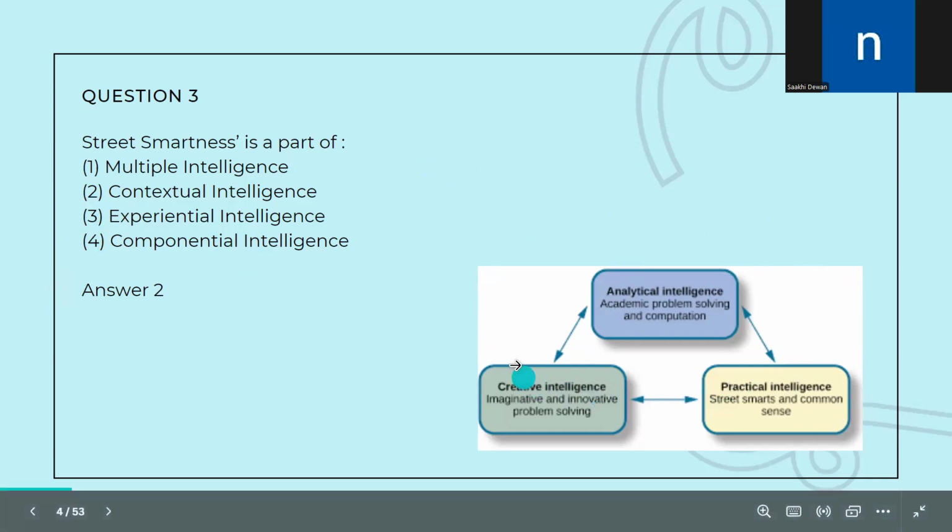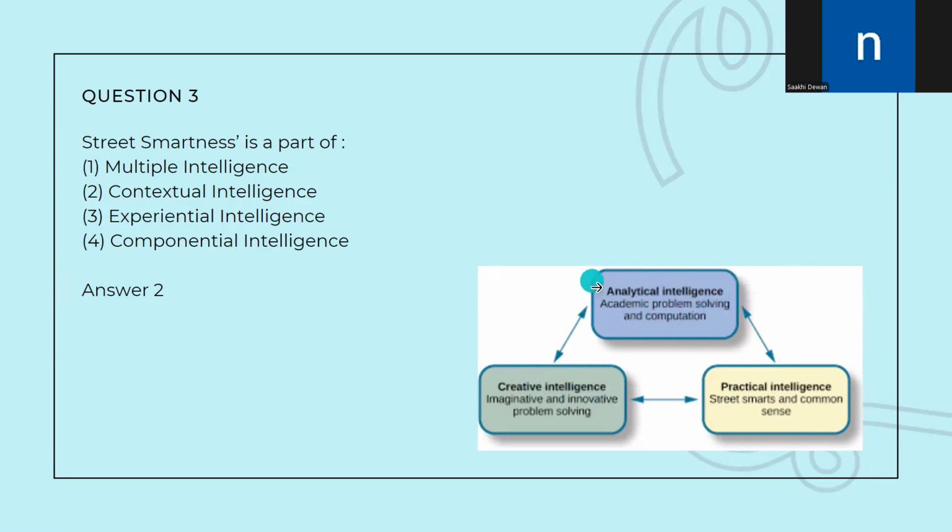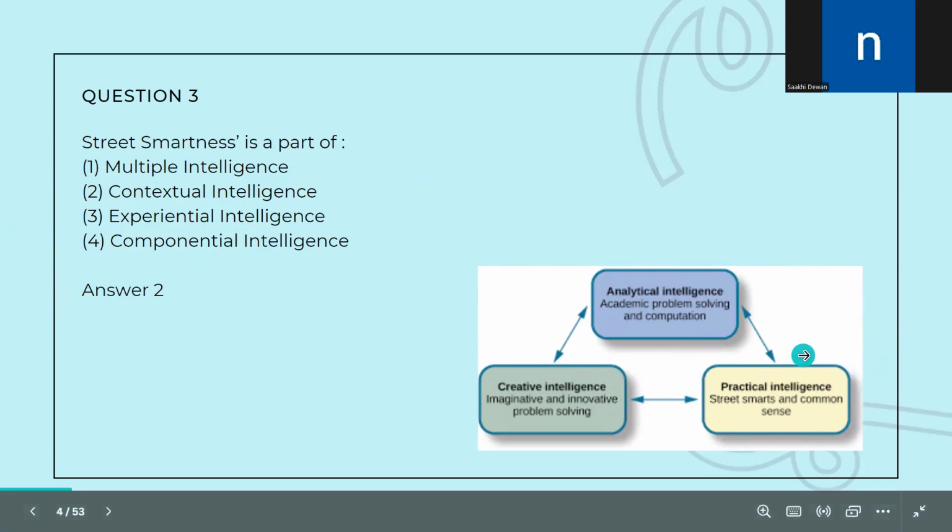You can also refer to the figure given here. It talks about the three types of intelligences: analytical intelligence, that is also known as componential intelligence. Then we have creative intelligence, as it is the other name for experiential intelligence. And the last one, that is practical intelligence, that is the other name for contextual intelligence. Under practical intelligence, we can clearly see that practical intelligence includes the people who are street smart and have adequate common sense.